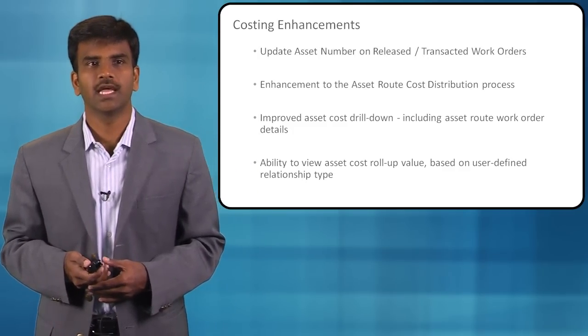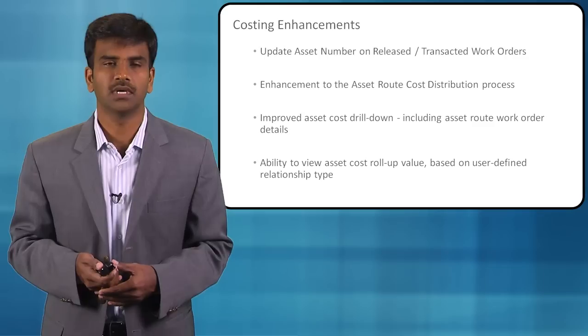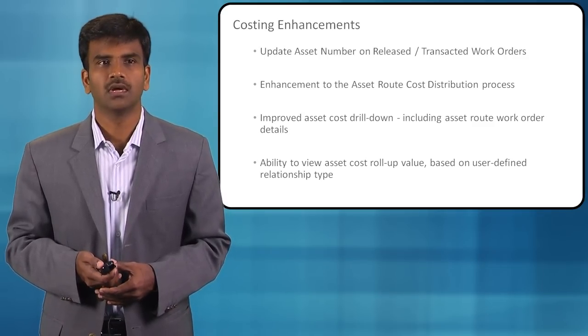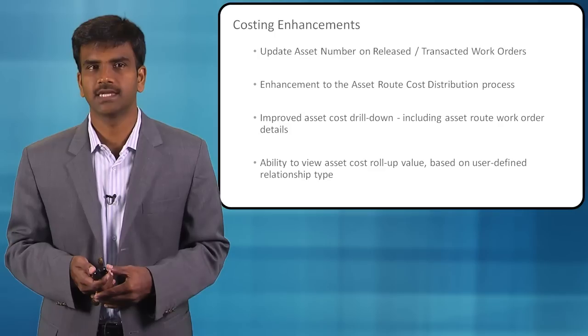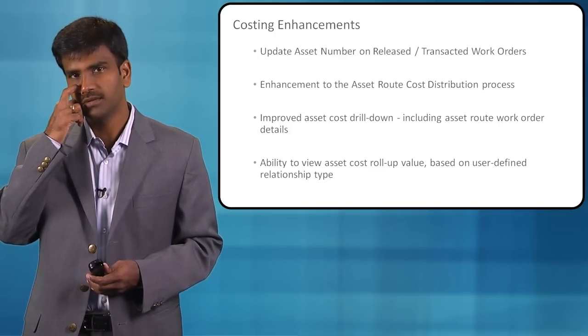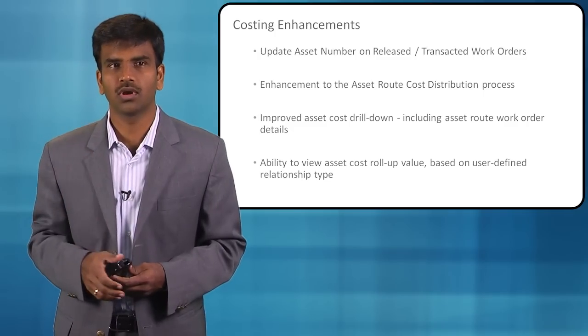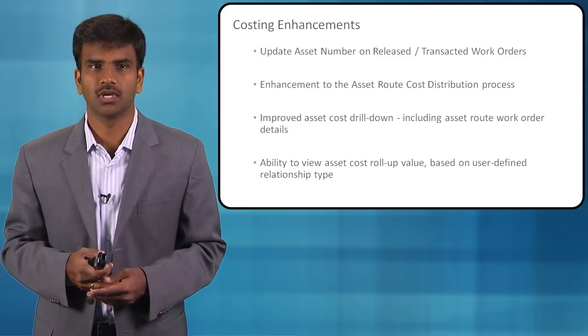Some of the costing enhancements that we have done are for linear assets, and they are applicable for most of the discrete assets as well. We will be having the ability to update the asset number on a released and transacted work order. With this feature, we will be able to update the asset number on a work order which has been released and transacted, and which has some actual cost also.